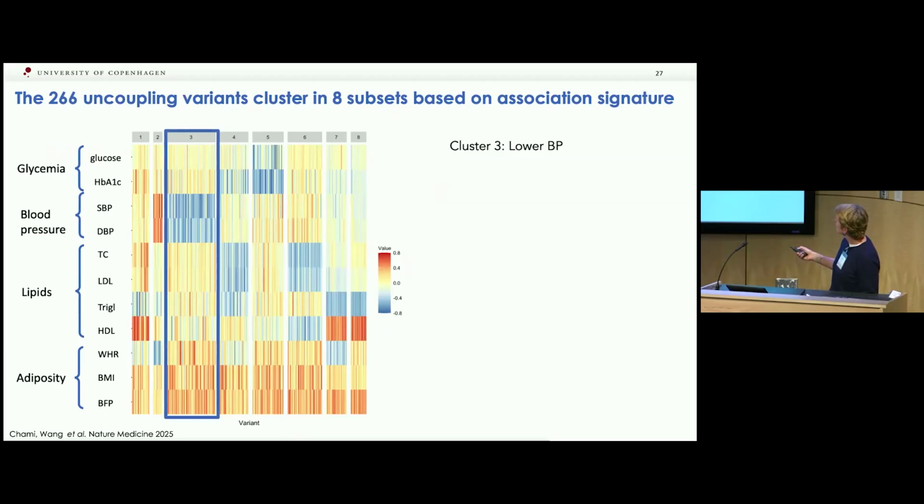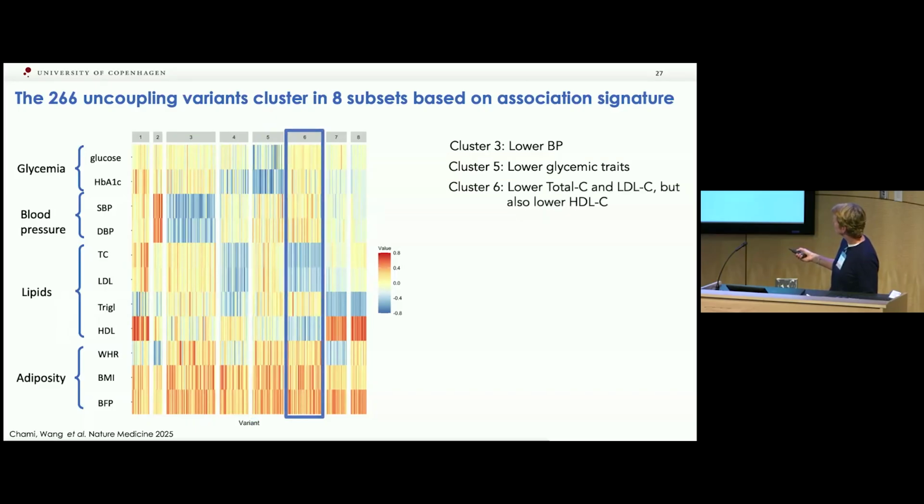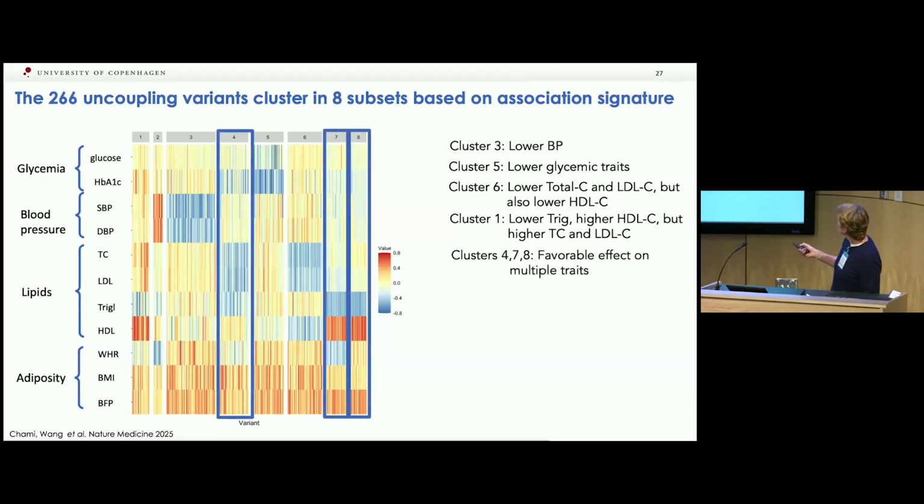This cluster 3 is associated with lower body fat, lower blood pressure. Cluster 5 with lower glycemic traits. Cluster 6 with a healthier lipid profile. Cluster 1 is pretty complicated because it has a healthy profile for triglycerides, but unhealthy for glycemic traits. And then 4, 7, and 8, they're actually more globally associated with a healthier profile.